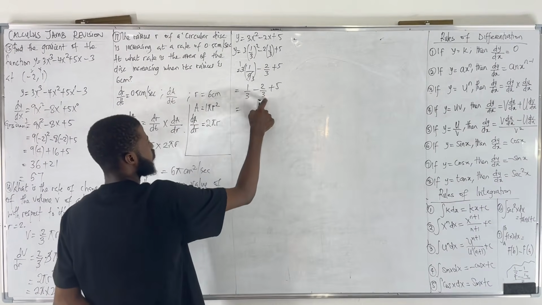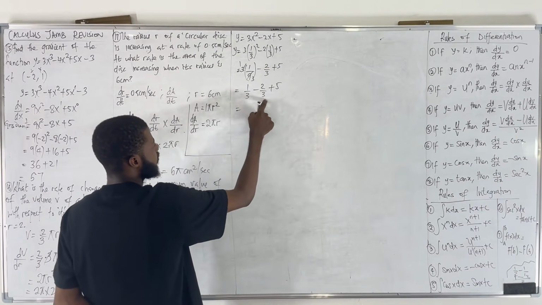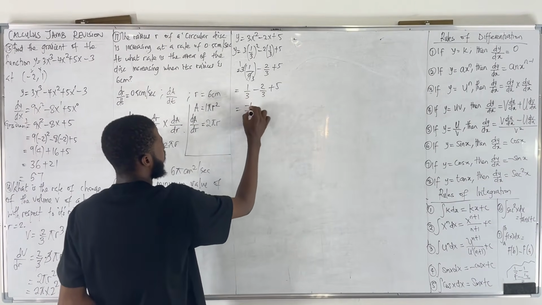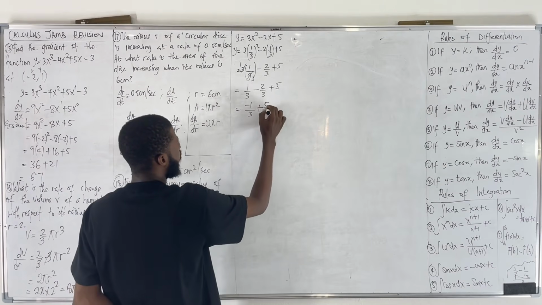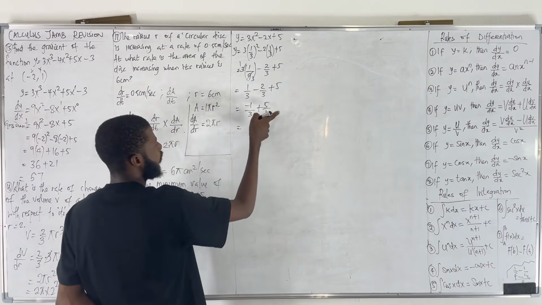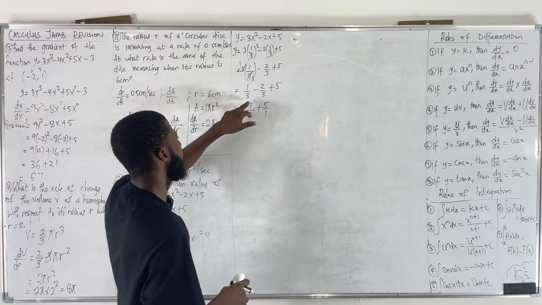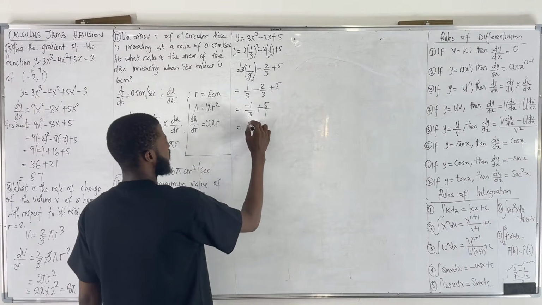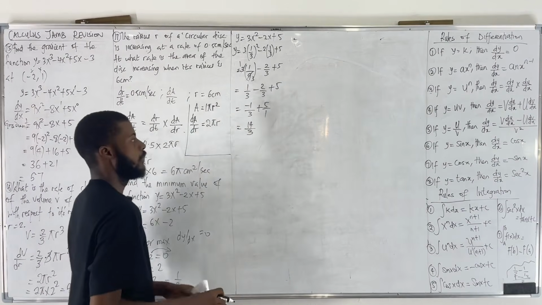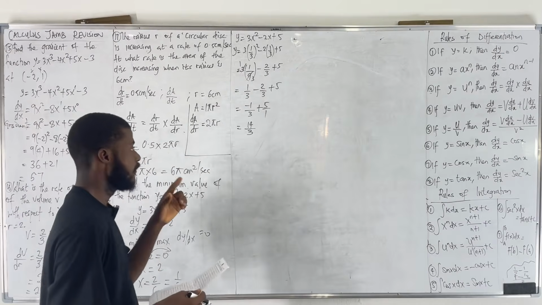Now 1 over 3 minus 2 over 3, they both have the same denominator. So what is 1 minus 2? Minus 1 over 3 plus 5. I could put an over 1 here. So 3 times 5 is 15. Minus 1 plus 15 is 14, all over 3. So that will become the minimum value.